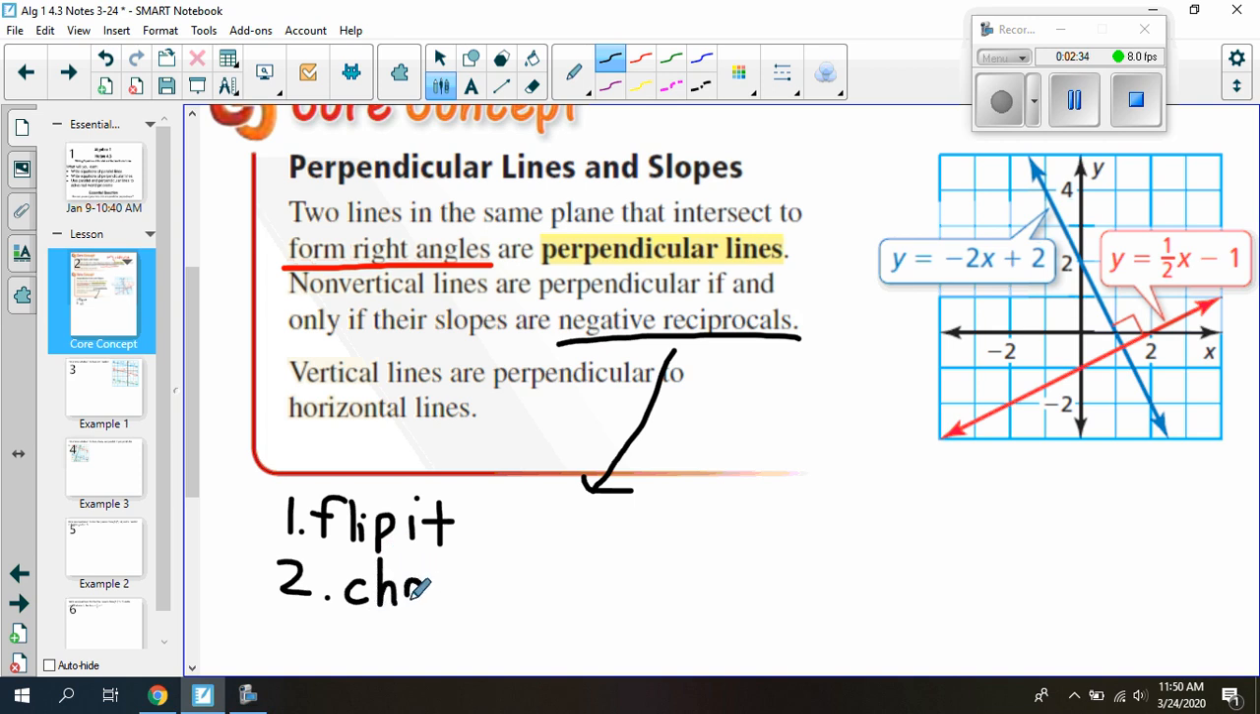That's how we find if lines are parallel and perpendicular. They're going to have the same slope if they're parallel, or they're going to have opposite reciprocal slopes, flip it and change the sign, if they are perpendicular lines.